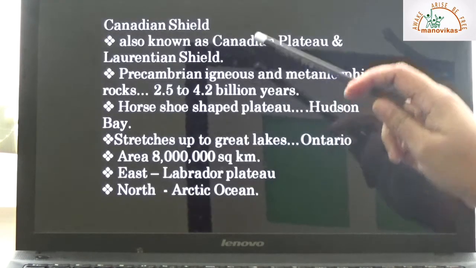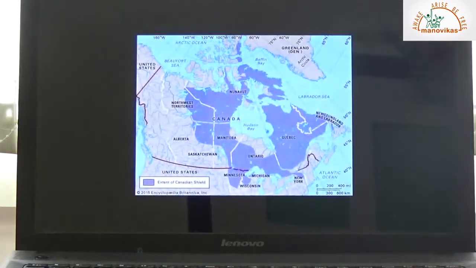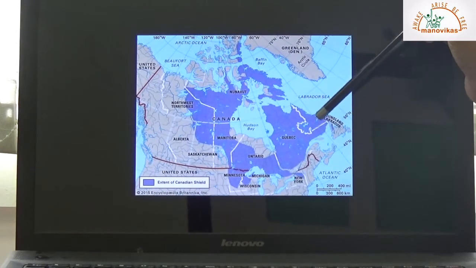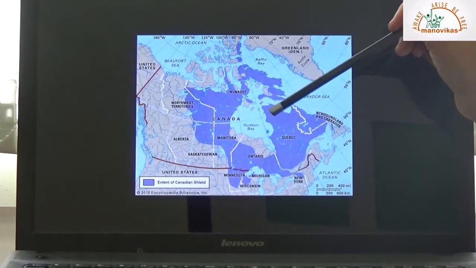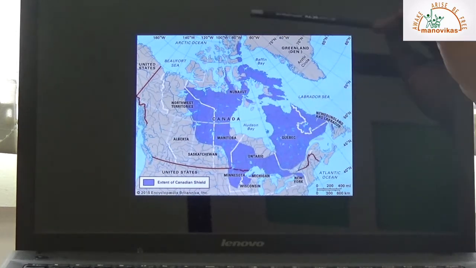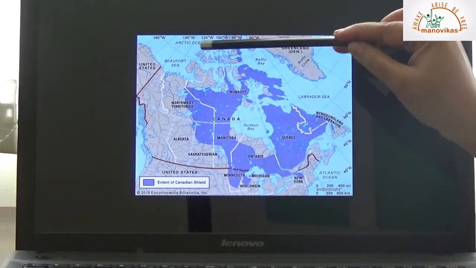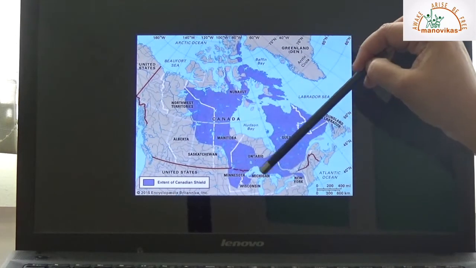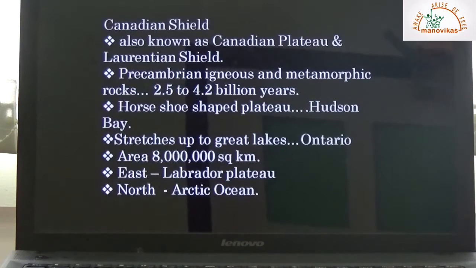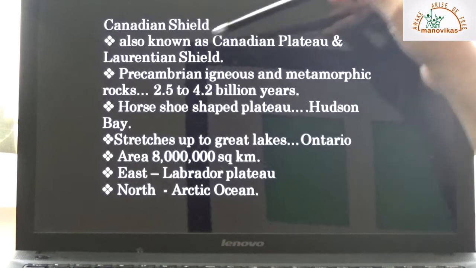Then coming towards the next physical feature, that is your Canadian Shield. Now Canadian Shield, let's check the location first. Canadian Shield is located somewhere here, that is the northern part of North America. You have Hudson Bay, so the surrounding region of Hudson Bay is your Canadian Shield. Now if you check its location, it starts almost touching the Arctic Ocean and moves up to the Great Lakes of North America. Right? So that is the location part. This particular shield is also known as Canadian Plateau or Laurentian Shield.